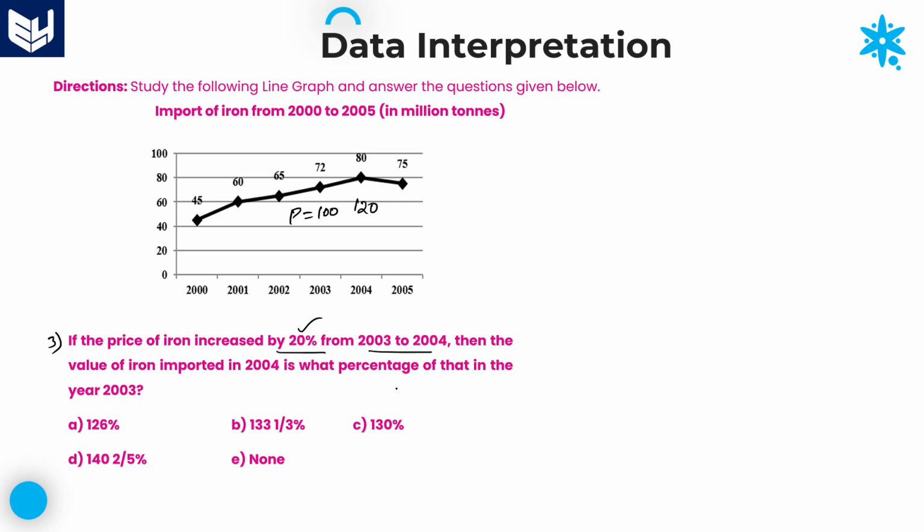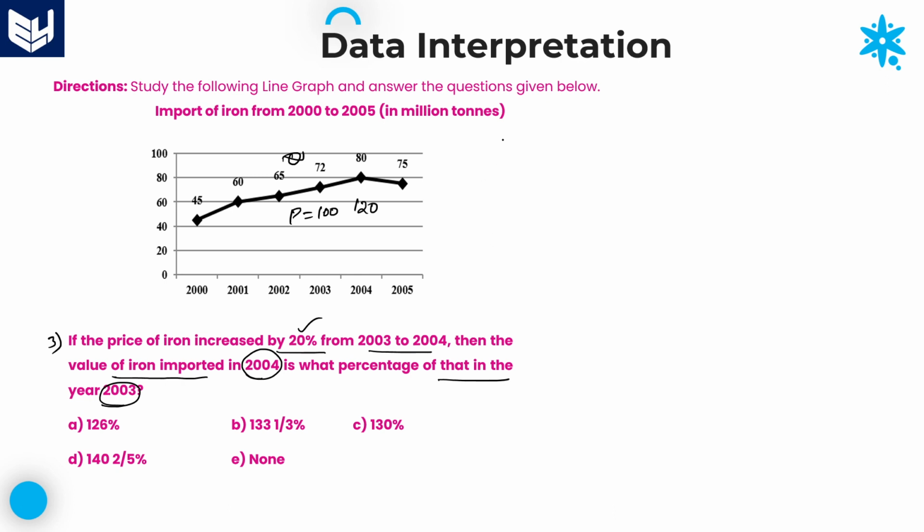Now the question he is asking is: the value of iron imported is different, and the price and quantity both are different. Here, the value of iron imported in 2004 is what percent of that in 2003?